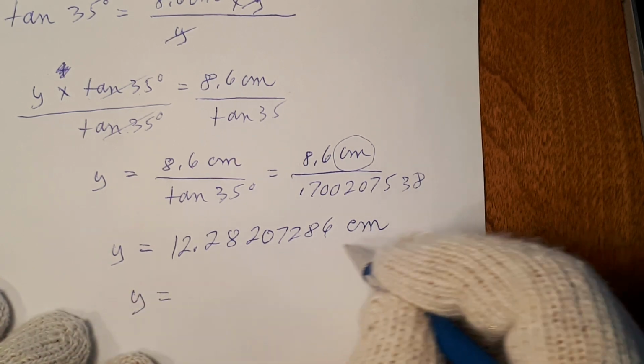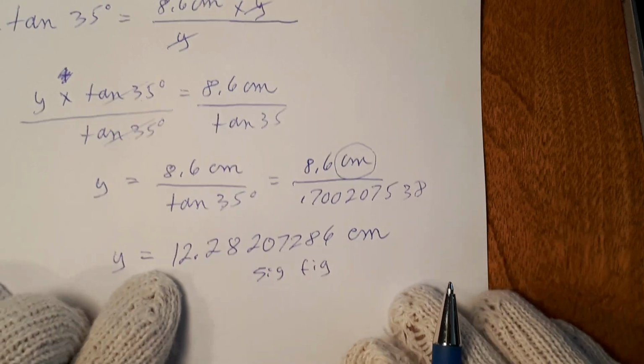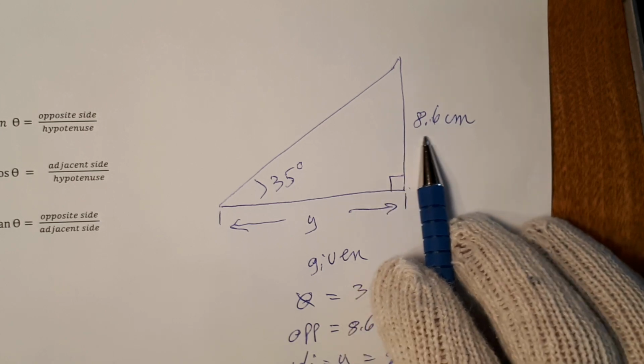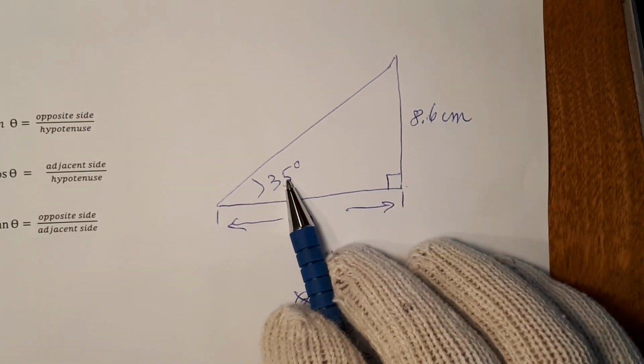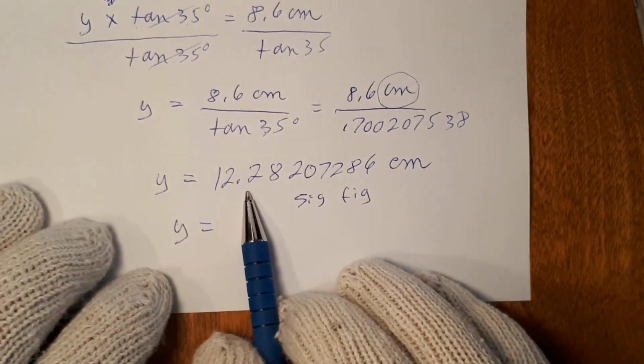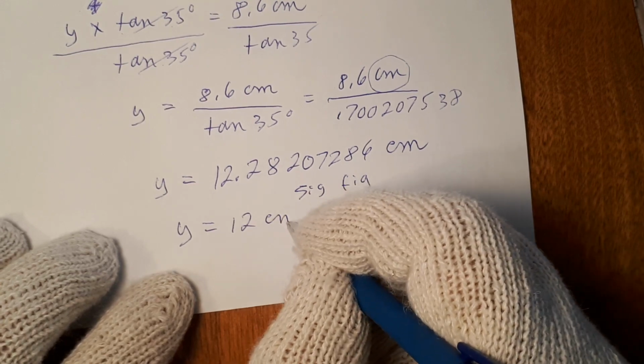Putting this to proper significant figures. Same as before, we go back to your original question. The question was given to us in two significant figures for that length, two significant figures for the actual angle. Therefore, this cannot be greater than 2 sig figs. We reduce this to 12 centimeters.